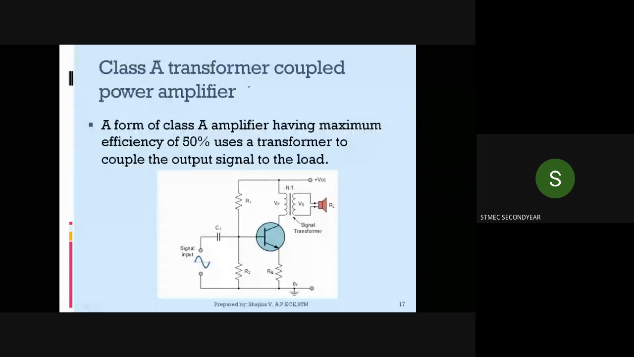The primary winding of the transformer is connected at the collector terminal, and the secondary winding is connected to the load device. That is, we can say it is a loudspeaker. That is why the loudspeaker is the load. So we are connecting the primary to the collector terminal and the secondary to the load. Okay.